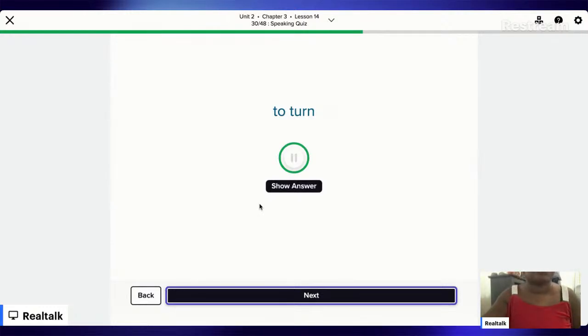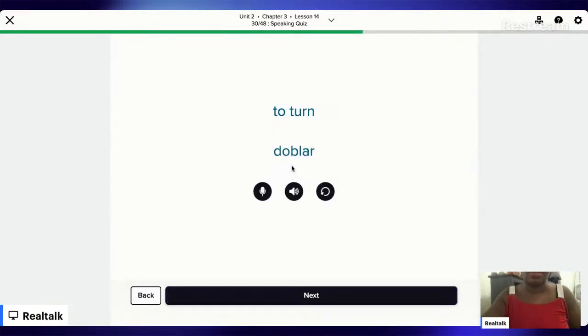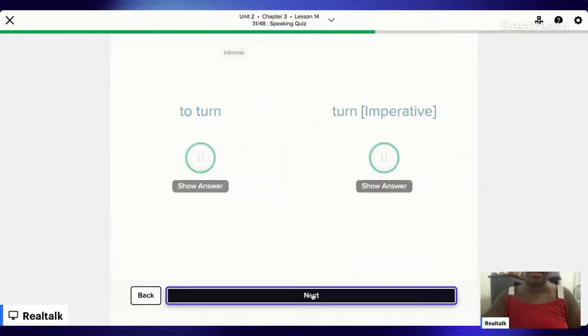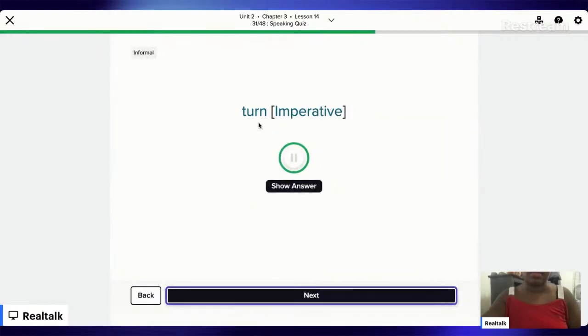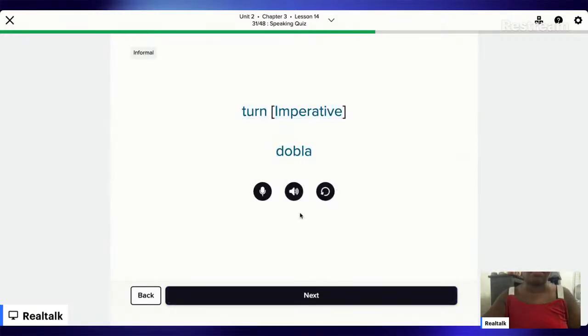Now practice saying, to turn. I have no clue how to say to turn. Doblar. Why would they tell me to practice something they never taught me? Did I learn this? I'll see if I learned this in a previous lesson when we do our recap. But I don't recall ever learning doblar. How would you say, turn, imperative, in an informal situation? Maybe doble. Dobla.